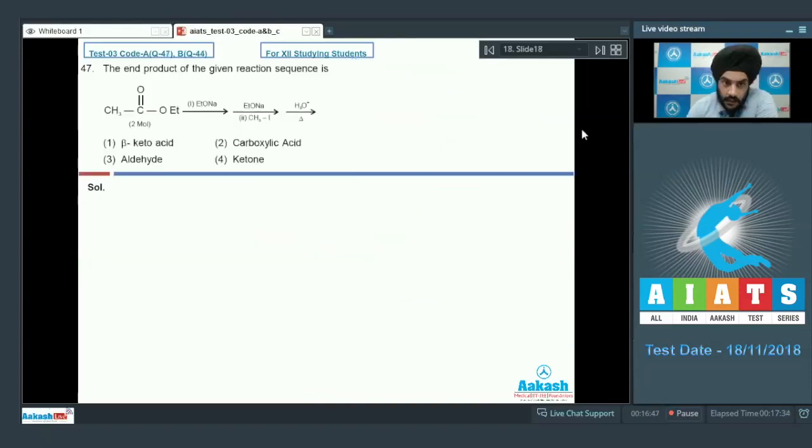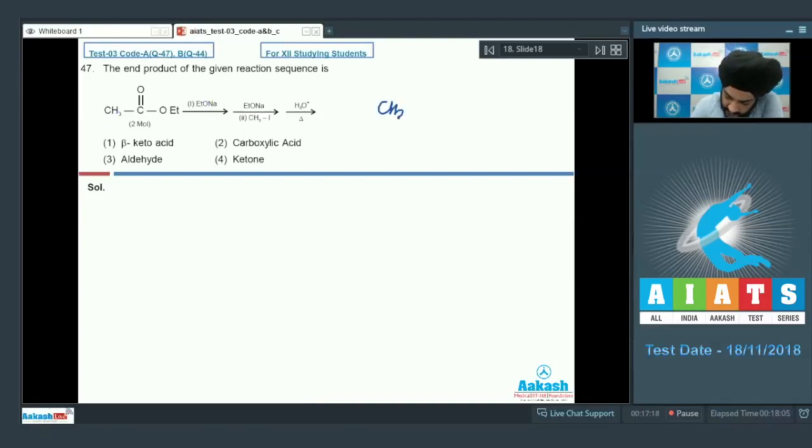Let us look at the next question. Question 47. The end product of the given reaction sequences. We have been given an ester and it is allowed to react with ethoxide ion. Students, we can rule out the possibility of transesterification as the leaving group will be the same as the incoming nucleophile. So we need not worry about the attack of the ethoxide ion on this carbonyl carbon. Next, it will try and extract this acidic hydrogen.